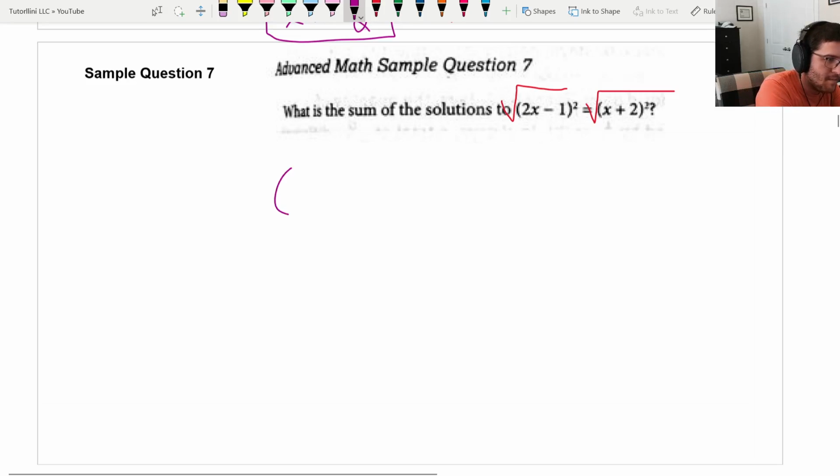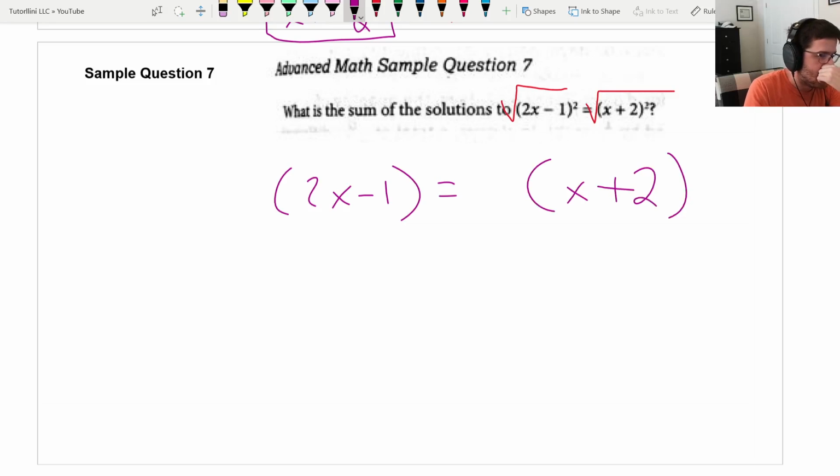And you're left with 2x minus 1 equals x plus 2. But you have to add a plus or minus. It doesn't matter which side you put it on. Why don't I put it over here? So that's kind of like a shortcut for this one. You could expand 2x minus 1 squared, expand x plus 2 squared, get them all to one side. But that would be a lot of work.